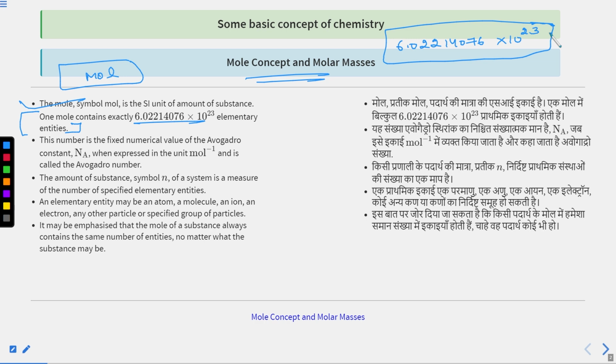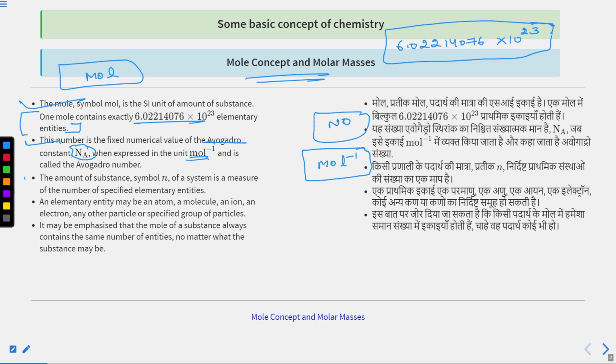And this is the fixed numerical value of Avogadro constant given by Amedeo Avogadro, represented as Na or N0. N0 or Na is the Avogadro number and expressed in the unit mole inverse. It is expressed in the unit mole inverse. And it is called Avogadro number. What is this? This is named as Avogadro number.